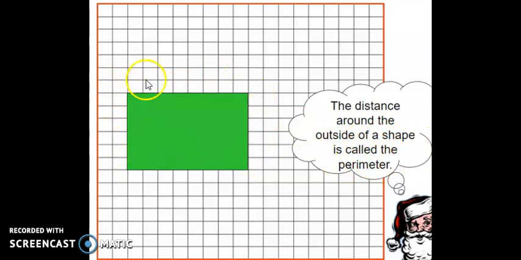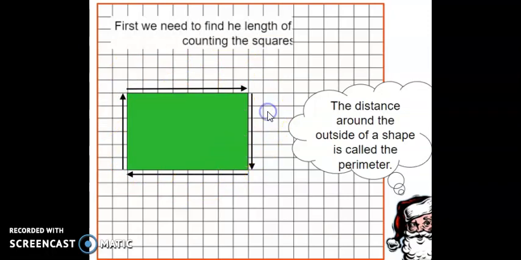For example, we need to find the distance from this side to this side, and then we need to find the distance from this side to this side. After that, from this side to this side, and the last this side. So first of all, we need to find the distance around the shape. Like, we can find the distance or length of a shape by counting the squares also.